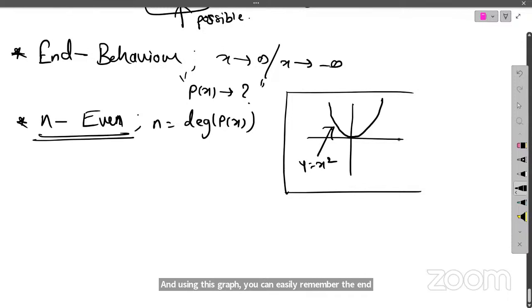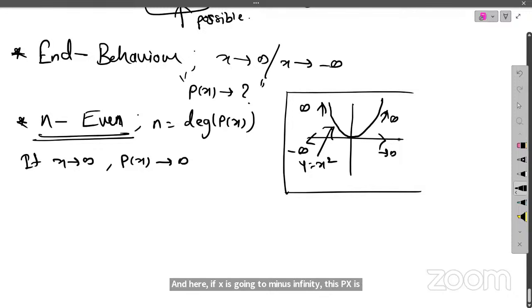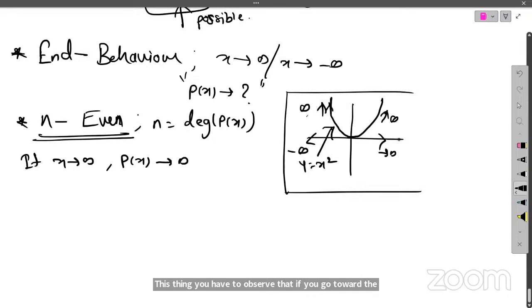So if n is even, where n is the degree of the polynomial, then if x goes to infinity, what is happening here? As x goes to infinity, P(x) is also going toward infinity, correct? And if x is going to minus infinity, P(x) is also going to infinity, right? You have to observe that if you go toward the left-hand side, this graph is growing upward. Growing upward means it's going toward infinity. If it grows downward, it is going toward minus infinity, because this is your y-axis; it will be positive here and negative here.